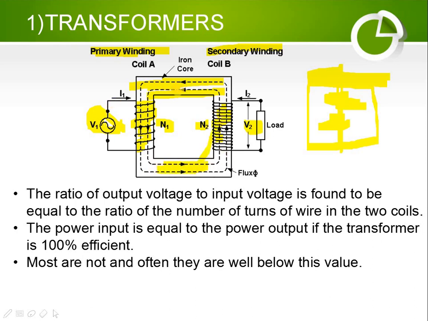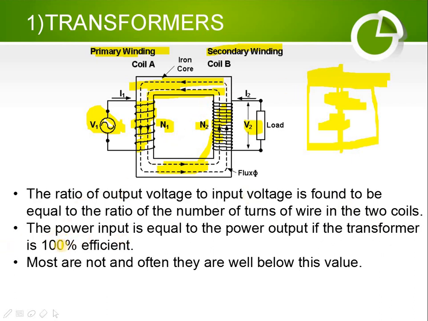The flux travels in this direction. By changing the magnetic field in the vicinity of the second coil, that is the secondary coil, we are able to generate some EMF here. So the load is connected, by rectification process as well if required. Here the important thing is that the ratio of the output voltage to input voltage is equal to the ratio of the number of turns of wire in the two coils. I will explain this ratio in the next slide.